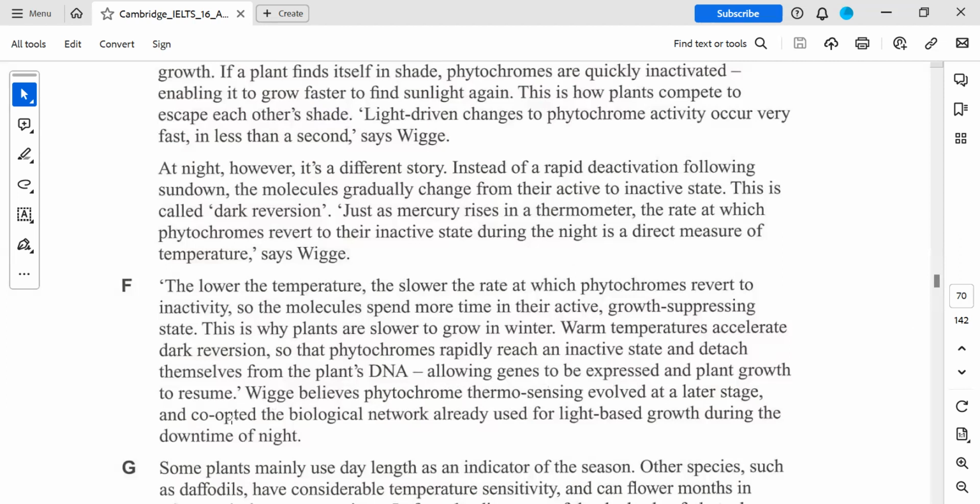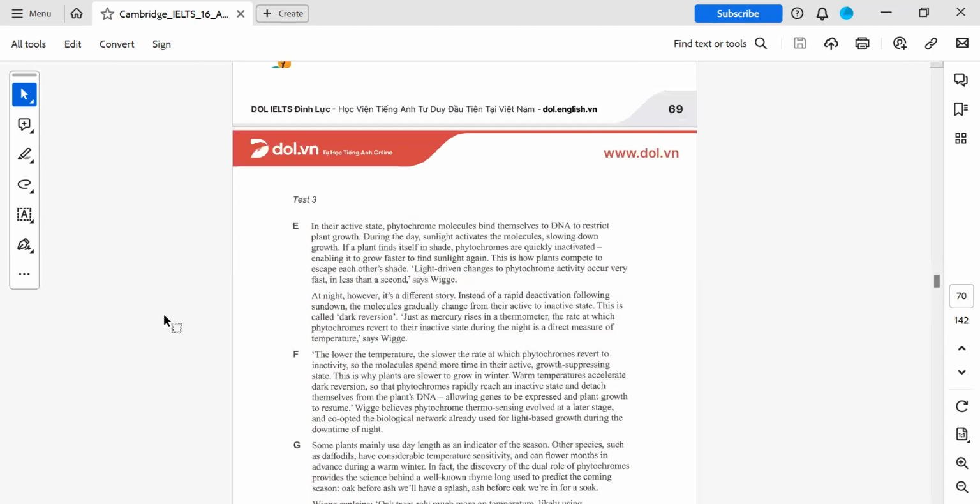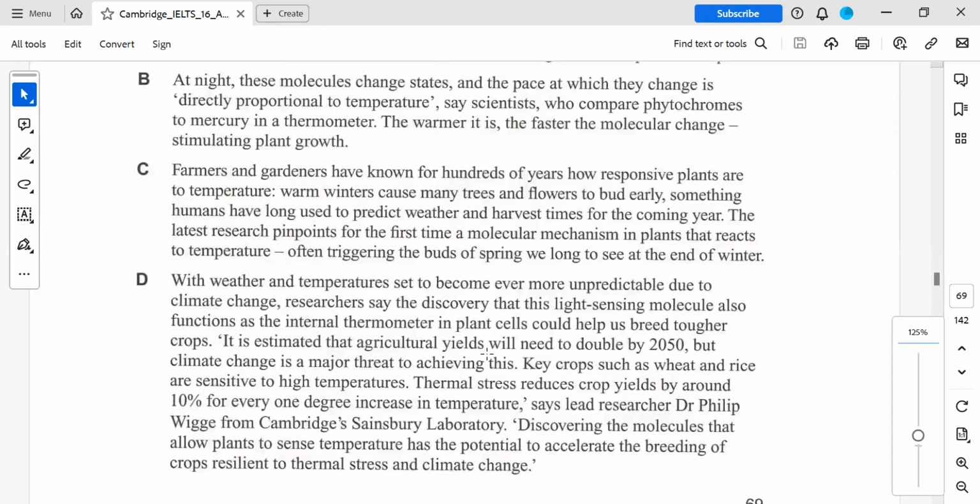Believes evolved at a later stage, co-opted, so it's already used during the downtime. This is evolved later. This is all process. This is happening right now. It is estimated that agriculture yields will need to double by 2050, but climate change is a major threat. So thermal stress reduces crop yields. But estimated is not the potential. It is telling us a problem.